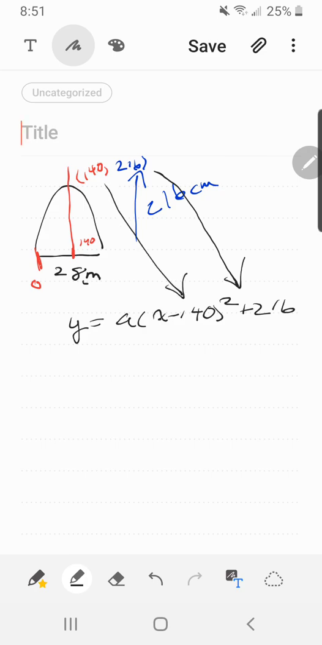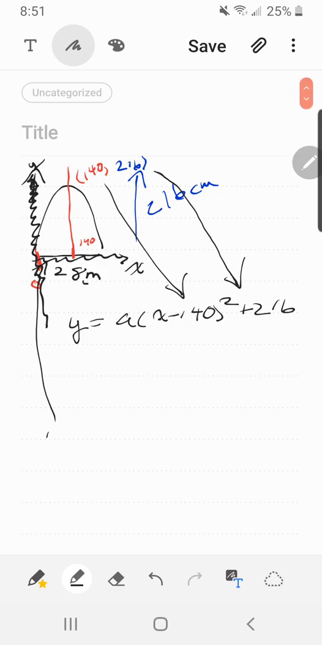So you know that we got our vertex from here, got the y value from there, and our x value from there. Now we need a point on our little graph. So imagine this represents the y-axis. So that's y. And then this along here represents the x-axis. So that means this point right here is (0, 0). That means I could substitute it in. So 0 is equal to a times (0 minus 140) squared plus 216.